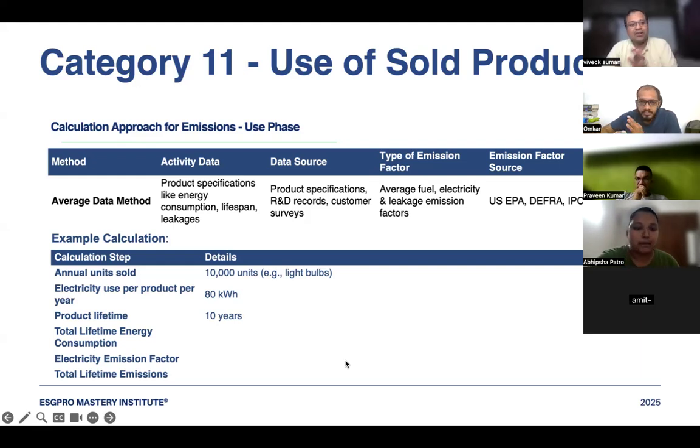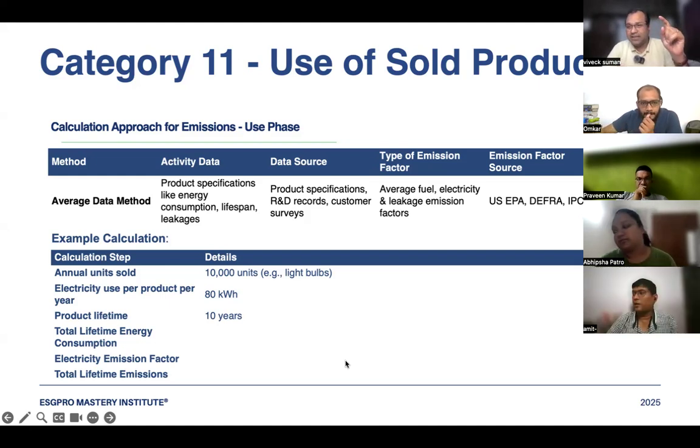Anyway, let's do this calculation. Everyone, go ahead. There is only one method available here for use of sold product, which is average. Why? Because the customer has the flexibility to do whatever he wants with the product he has purchased.